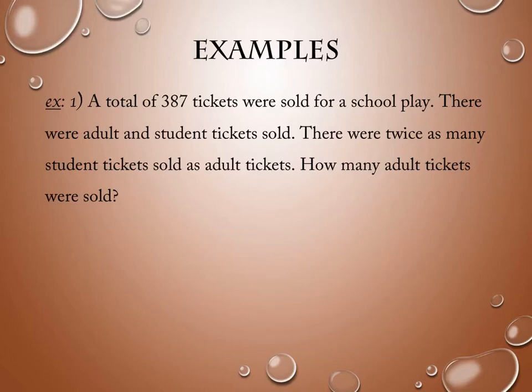And then I have one slide that's got some formulas, I suppose, on it, but you probably are familiar with them. So here's our first example. I'll read it while you write, and then we'll talk about it after everybody has had a chance to get it written down. A total of 387 tickets were sold for a school play. There were adult and student tickets sold. There were twice as many student tickets sold as adult tickets. How many adult tickets were sold?